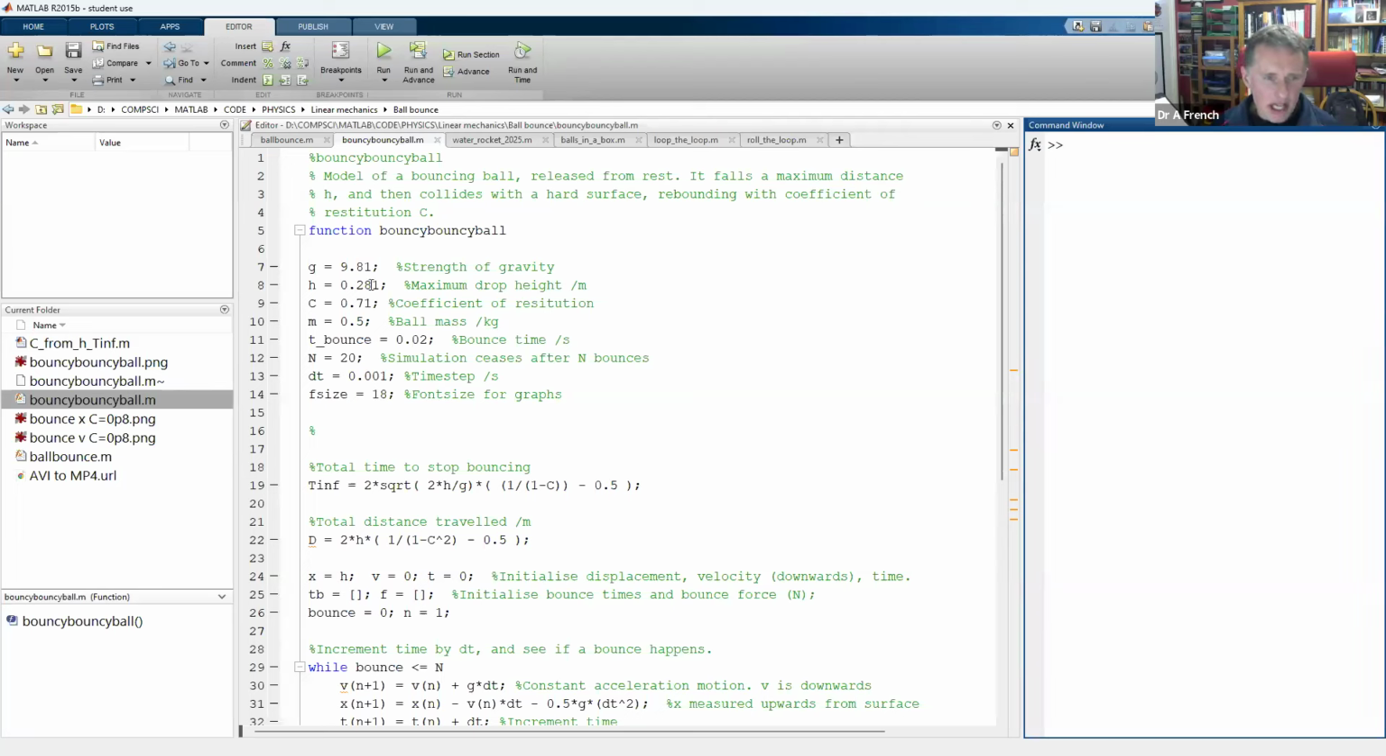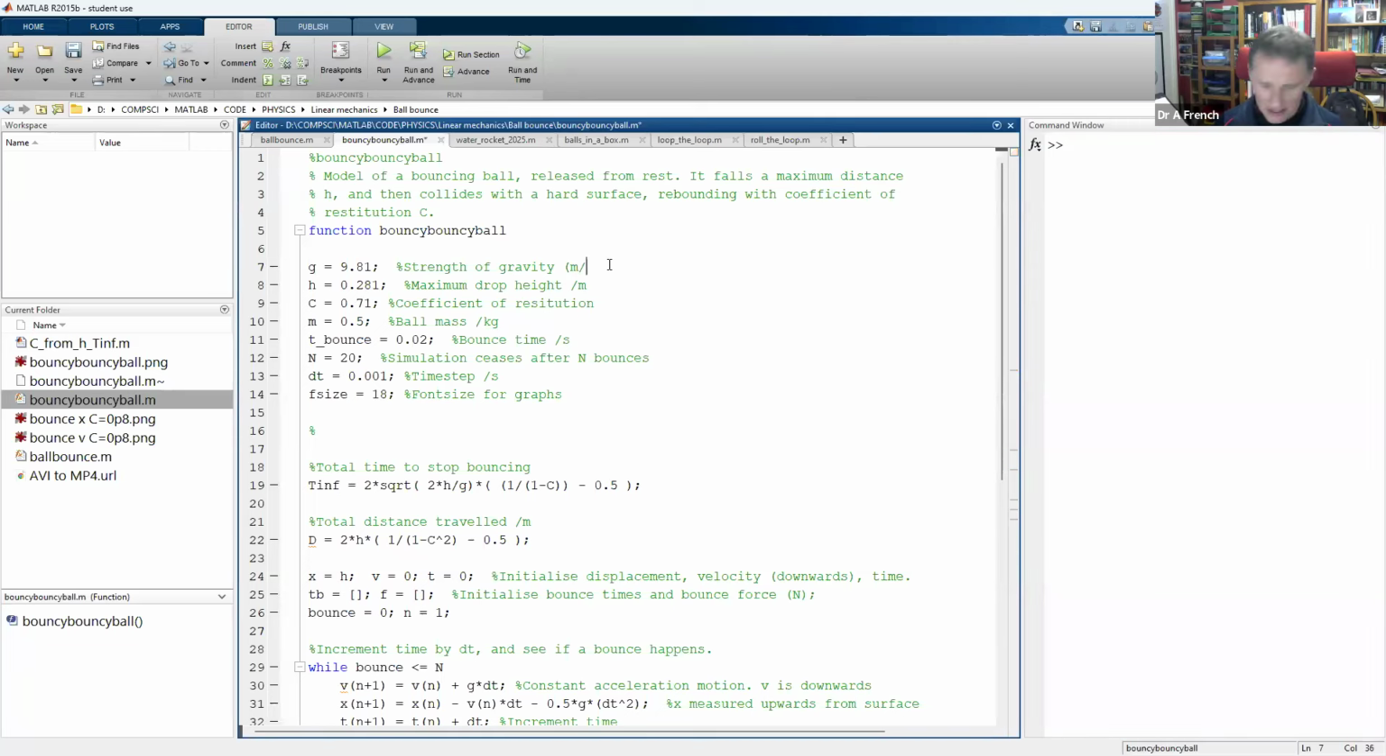So in this case, I've got a ball. It might have a mass. It's got the drop height. I don't know quite why I've done 28.1 meters here. It's 0.281, but there we go. Maybe that's exactly what we measured in class. 9.81 is the strength of gravity, and that should have some units. Then we've got the coefficient of restitution, which is, tell you what, if you can define that, put that in the chat. What is the coefficient of restitution?